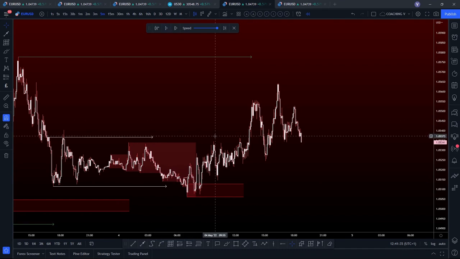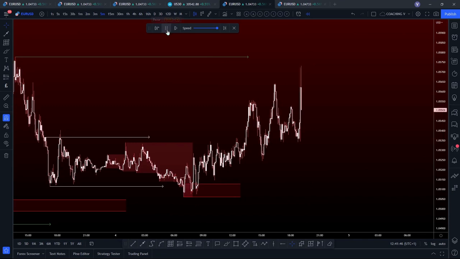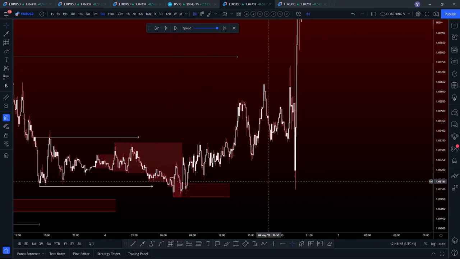Now, it is worth noting, guys, that there is still unmitigated imbalance left by here, and you could have actually got in on another entry by here. There is clear liquidity being built up. Price does actually spike back into our zone one more time before actually breaking the swing high.